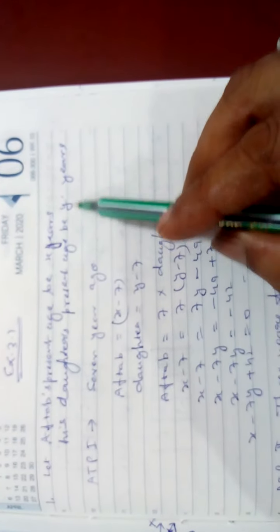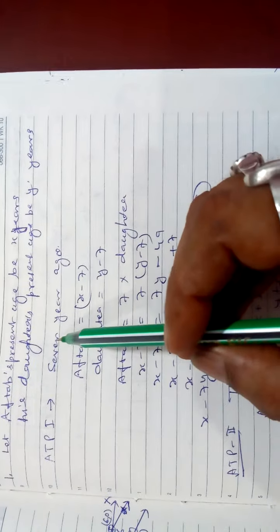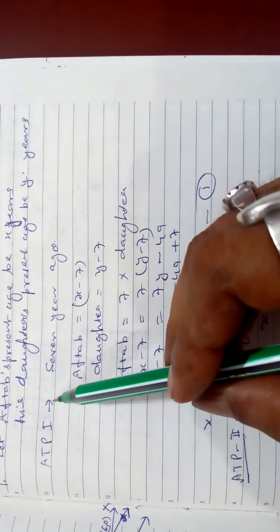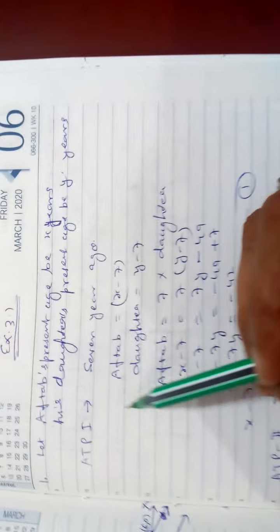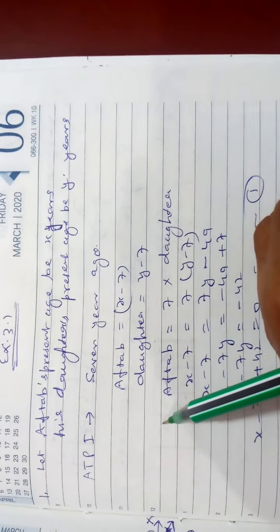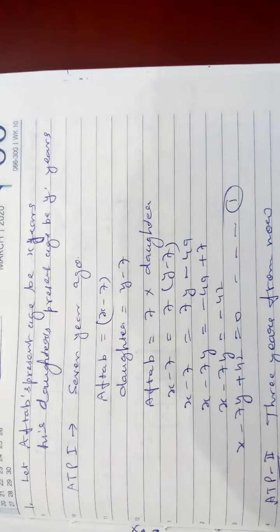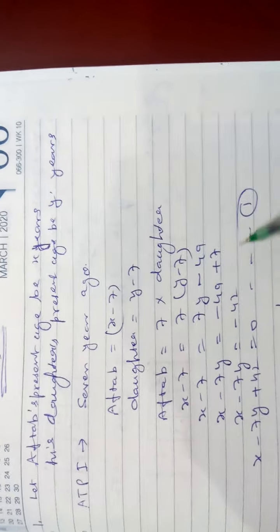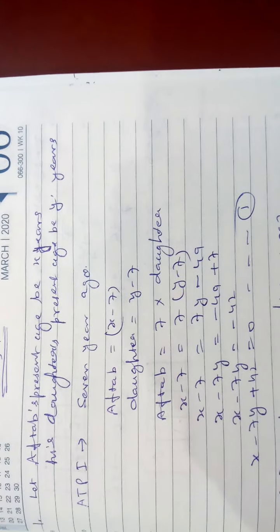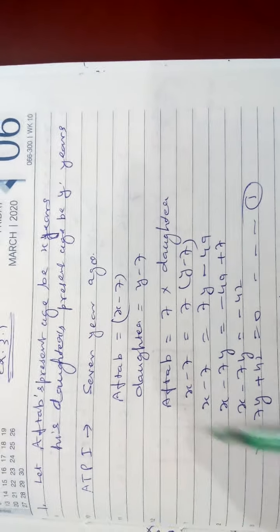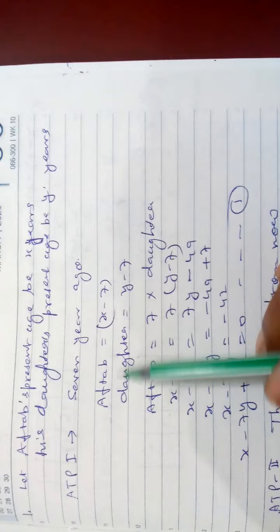Let Aftab's present age be x, his daughter's present age be y. So 7 years ago, if I am 50 years, then 7 years before I will be 50 minus 7. If you are 14 years, then 7 years before your age will be 14 minus 7. So 7 years ago, Aftab x minus 7, daughter will be y minus 7. First you write like this.